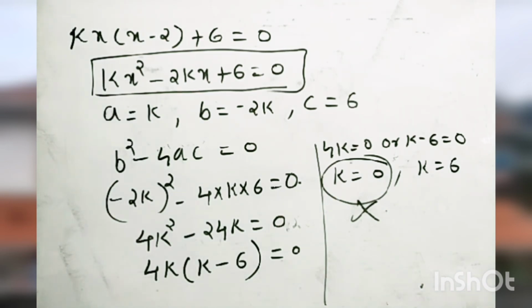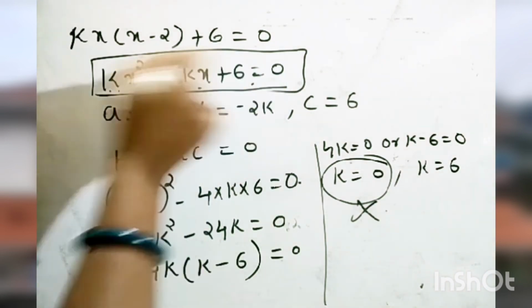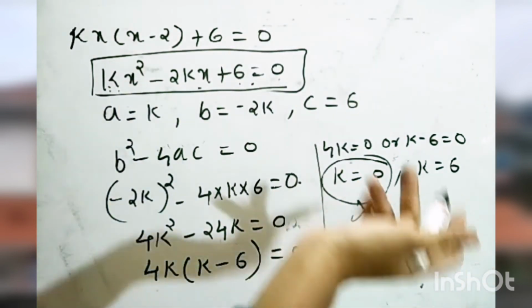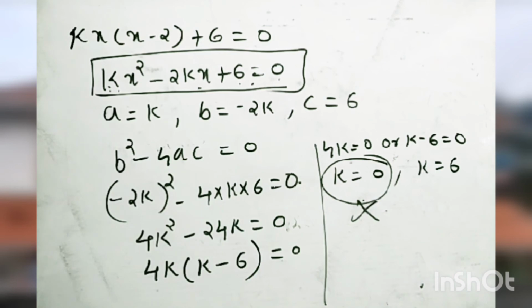So the required value of k is 6. k equal to 0 is not possible. If you put k equal to 0 in this quadratic equation, you will get 6 is equal to 0, which is not possible, since 6 is not equal to 0. So k equal to 0 is not possible and the required value of k is 6.